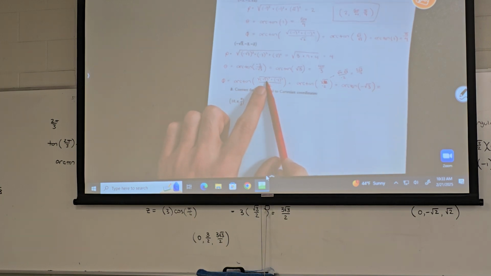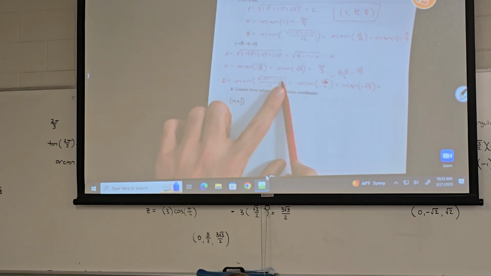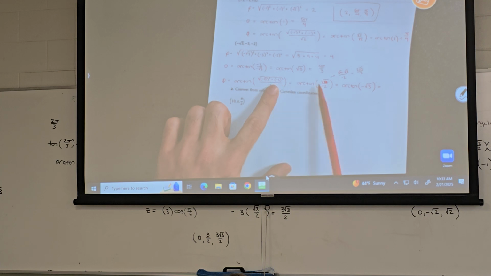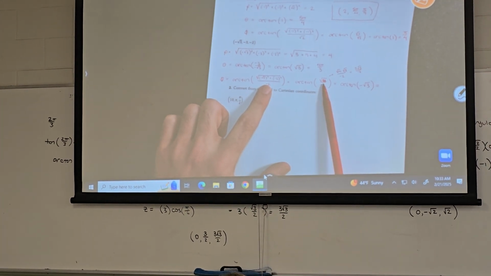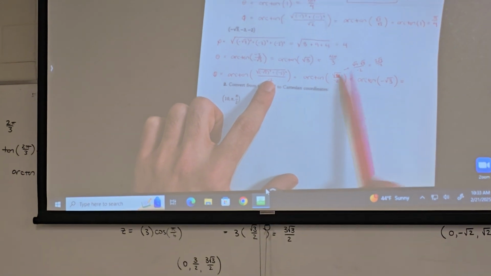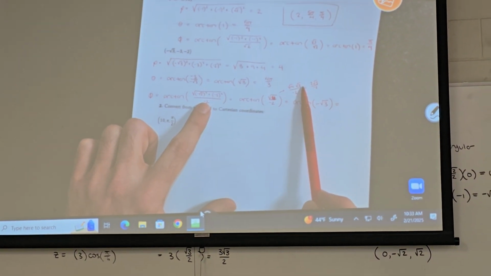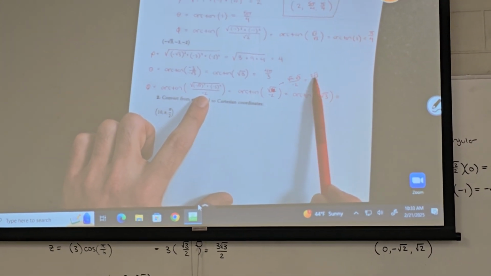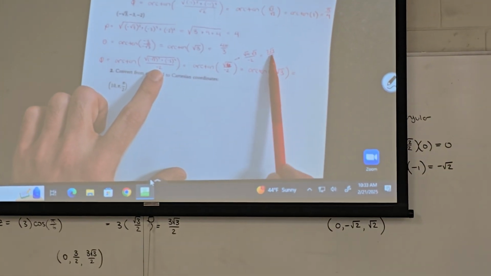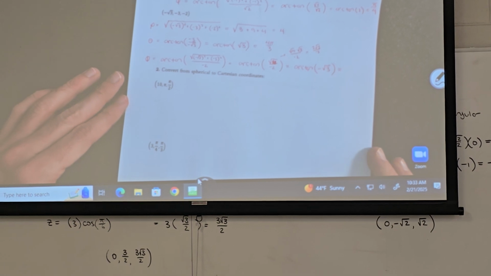So here I've got square root of 3 squared is 3, plus negative 3 squared is 9, so square root of 12. Square root of 12 can be written as square root of 4 times square root of 3. Square root of 4 is 2. 2's cancel out, so I'm left with negative square root of 3.